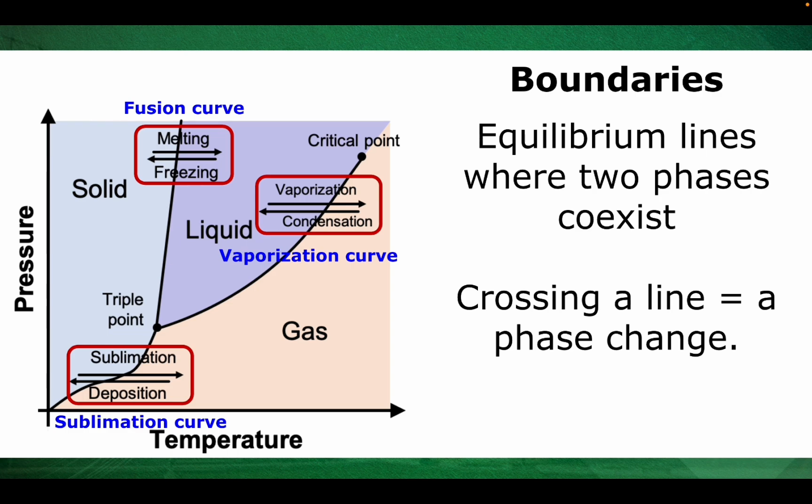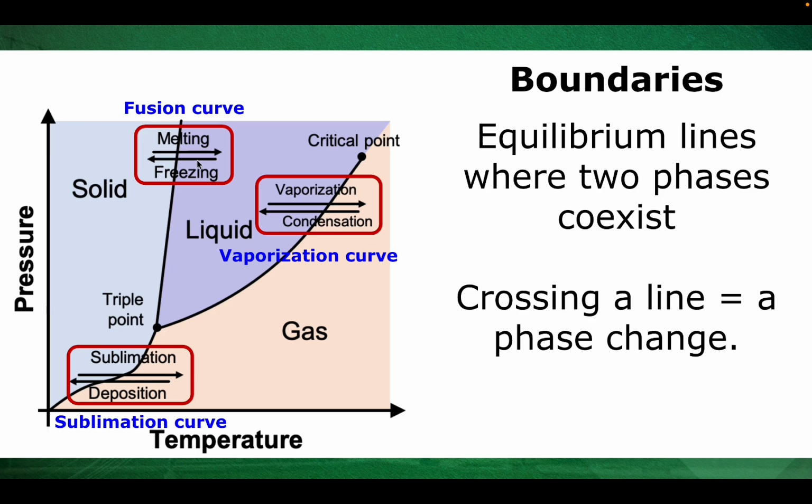Crossing a line, or passing through a line, means there is a phase change. So what I did here, from gas, look at this cursor. When I cross this curve, I become liquid. And that is what we call condensation. Condensation is gas to liquid. But if I start here from liquid, going to gas, that is vaporization. So this line is called a vaporization curve.